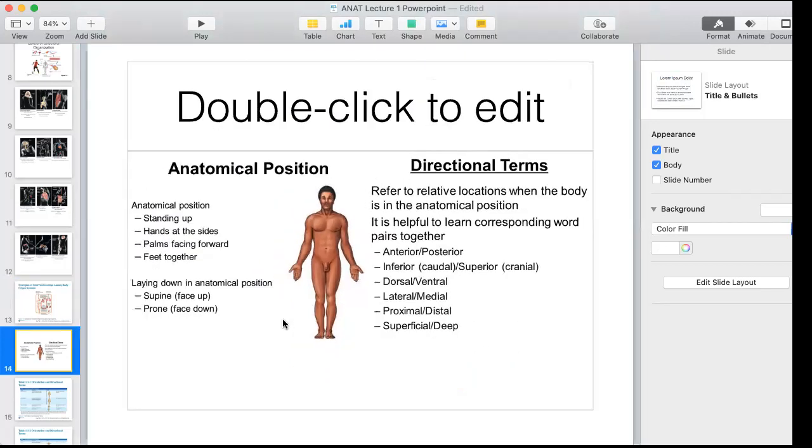Okay, next we're going to get into the different anatomical positions. More or less, when we look at anatomical structures, how do we interpret them? Well, we always assume that we are looking directly at the structure. Everything's going to be a mirror image.